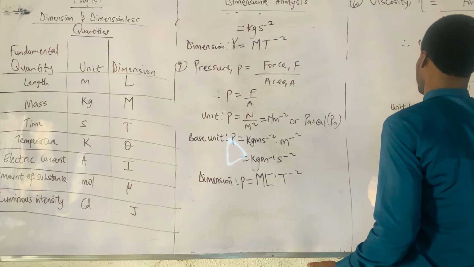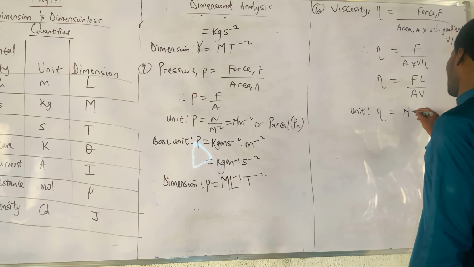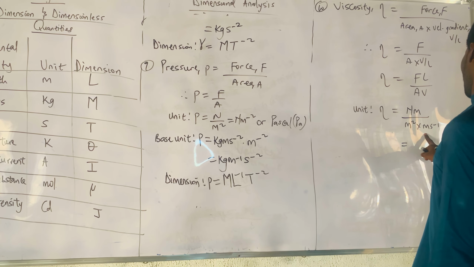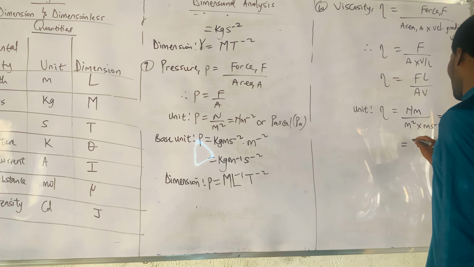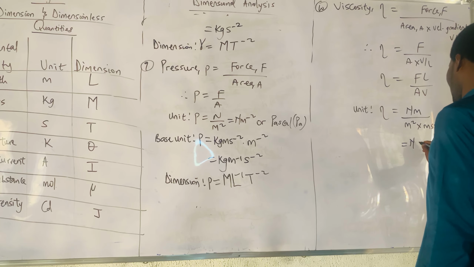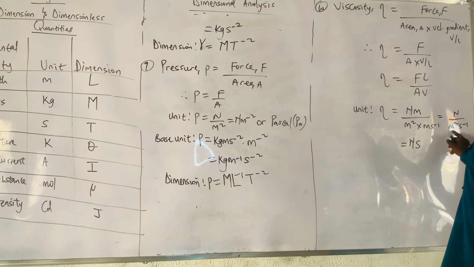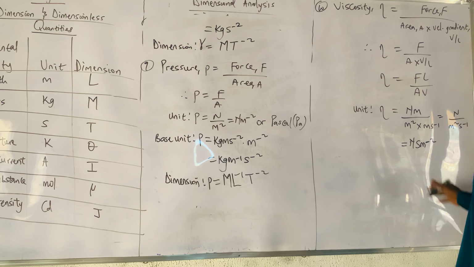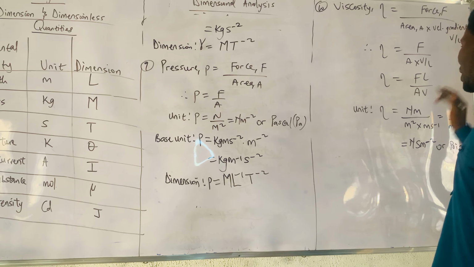So that becomes the unit of viscosity. Unit of force is Newton. Length is meter. Area, meter square. Velocity is meter per second. So that will give us 1 meter cancel this. Okay? We have meter square. We have Newton over meter square per second. If per second goes up, it becomes ordinary second. If meter square goes up, it becomes per meter. So unit of viscosity is Newton seconds per meter square, or what we call poise. We'll talk about that later.